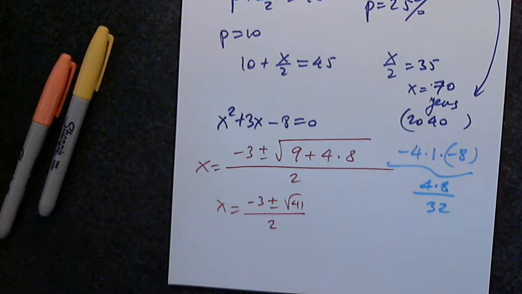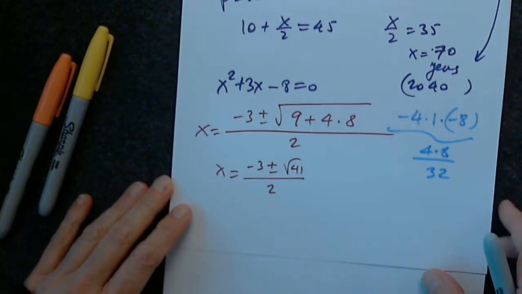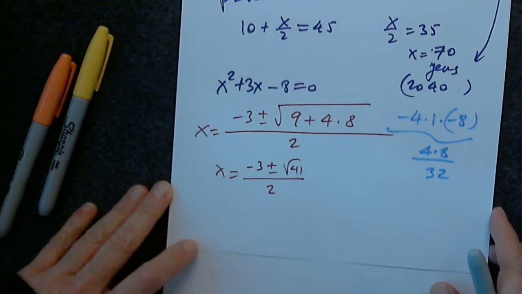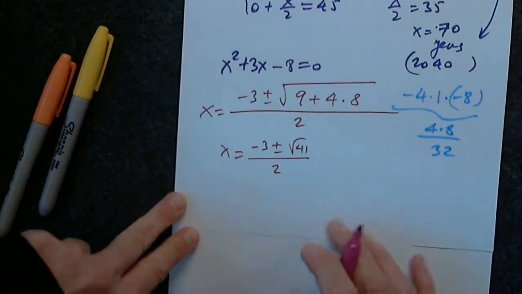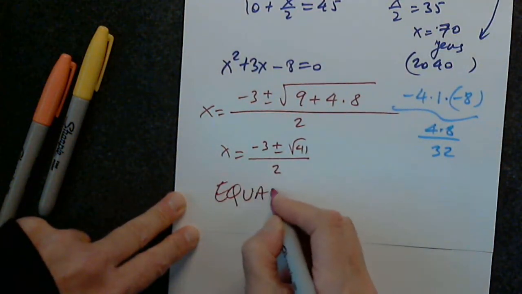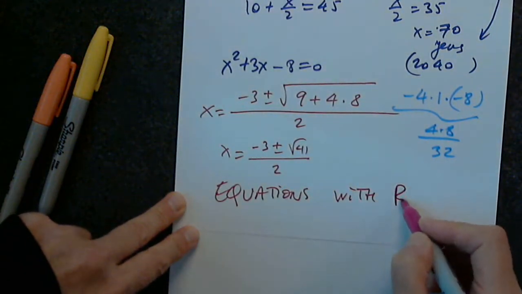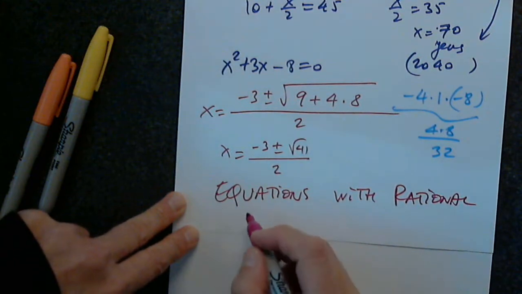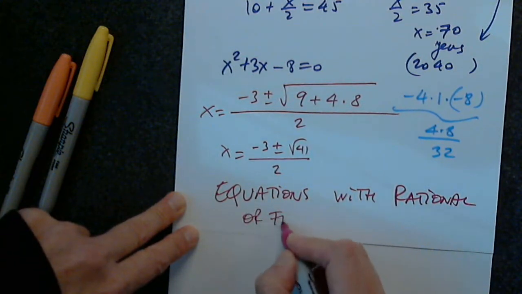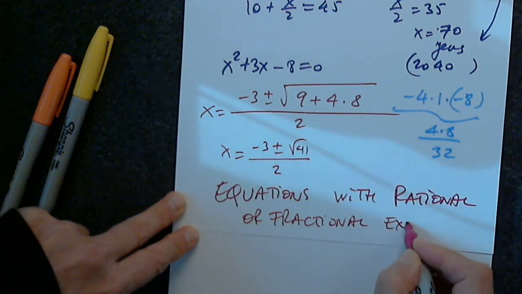Okay, so let's go back. Any more radical equations, or are we okay? We are okay with radical equations? Awesome, great. So now the next in line is equations with rational, same thing, different word, or fractional exponents.